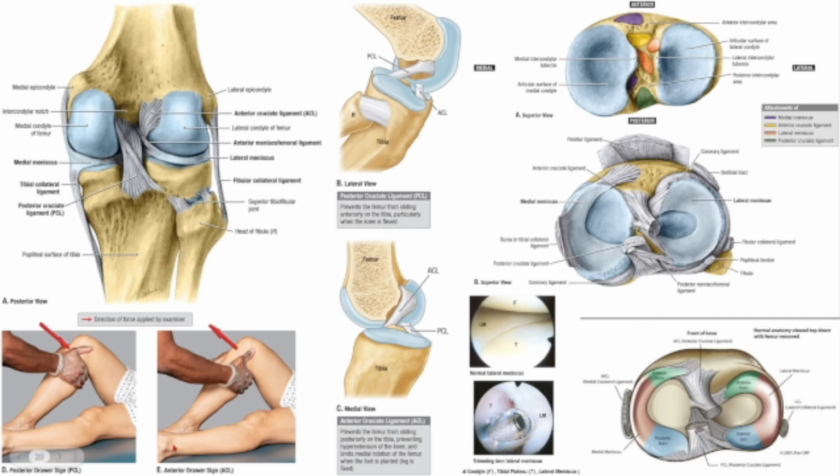And here's another illustration of that. And then the drawer sign, anterior, posterior drawer. So posterior, you're trying to translate the tibia posteriorly while the examiner is sitting on the foot. Not really pictured here, but you get the sense. And then anterior is the opposite. You're trying to pull the tibia towards the examiner, seeing if there's any laxity, and you have to compare these to the unaffected.